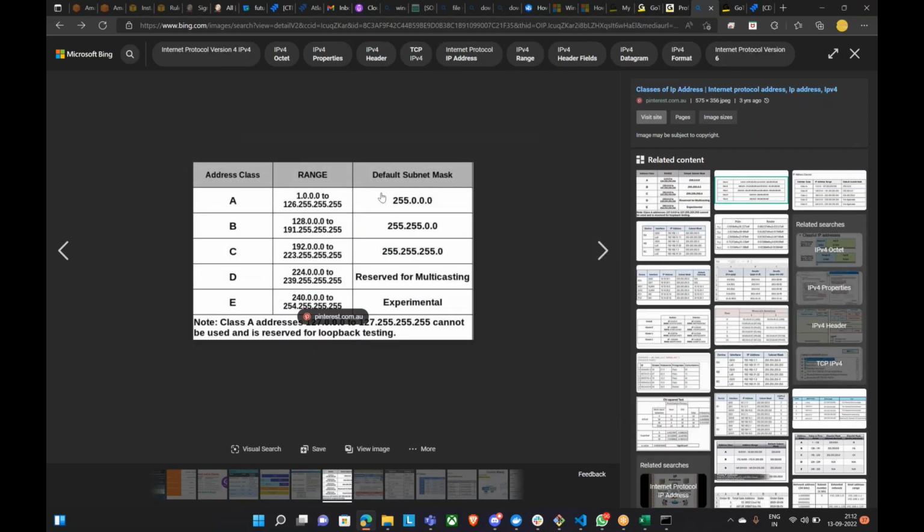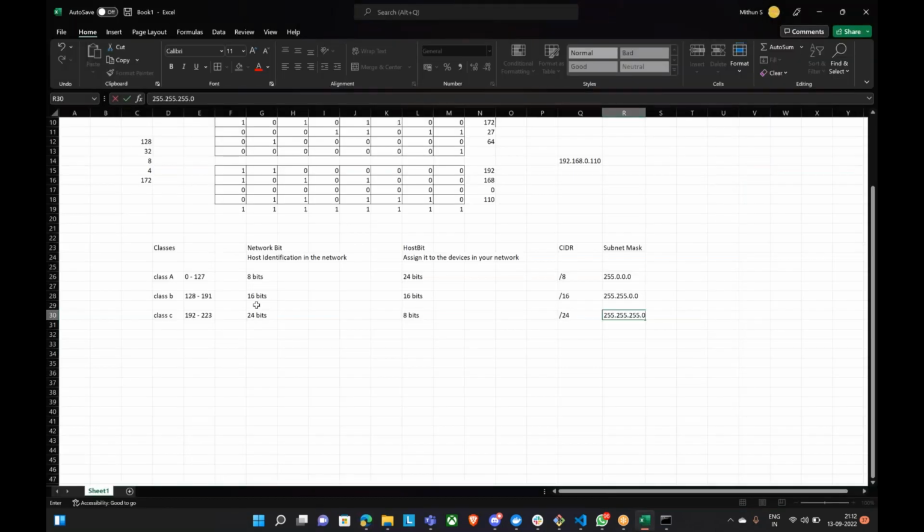See 255, so this is the range. Subnet mask 255.0.0.0 for class A, 255.255.0.0 for class B, and 255.255.255.0 for class C. Clear? Now coming back to this.